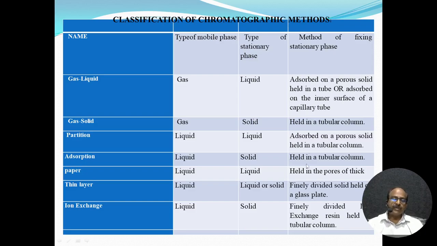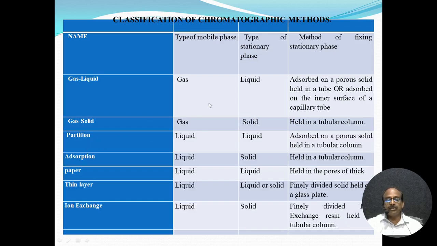Now, according to the types of mobile phase, we take gas liquid chromatography. The mobile phase is a gas and the stationary phase is a liquid. The method of fixing the stationary phase is adsorbed on a porous solid held in a tube, or adsorbed on the inner surface of a capillary tube. Another one is gas solid chromatography. The mobile phase is a gas and the stationary phase is a solid.